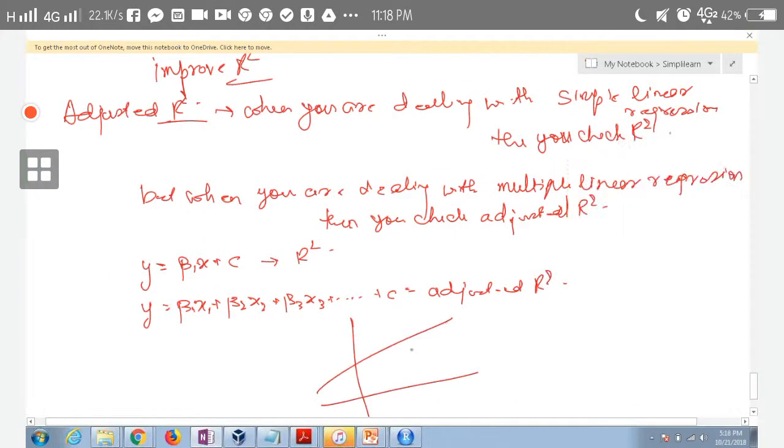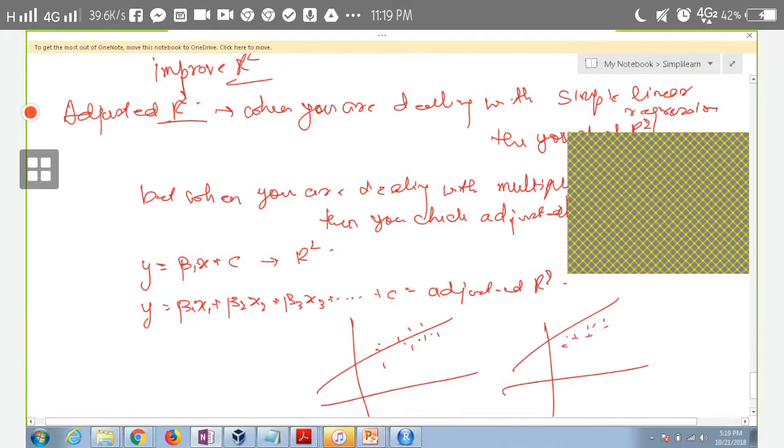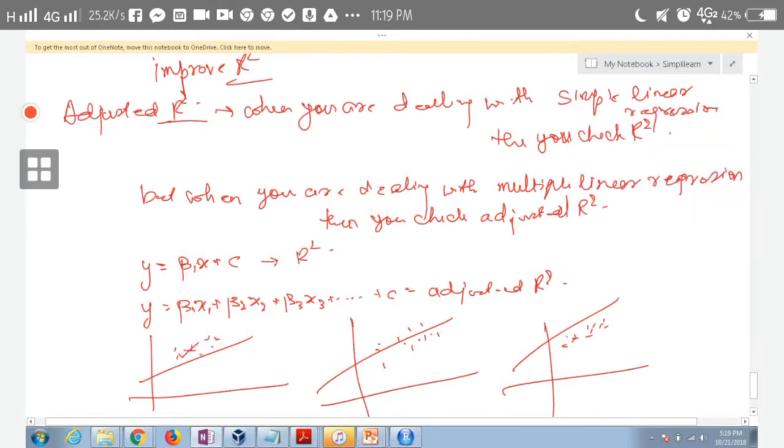So this is your model. This is one type of variability. This is another type of variability. This is another type of variability. So this is on the plus side, this is on the minus side, and this is balanced. So it is just to decide what the variability across the line is. How much is the data ranging in terms of moving up and down?